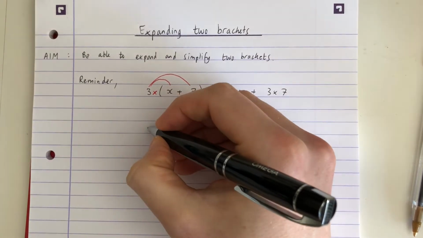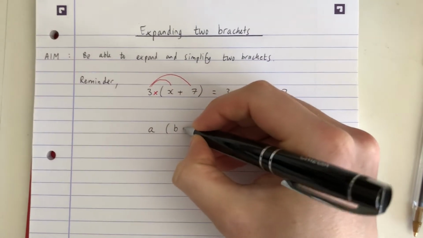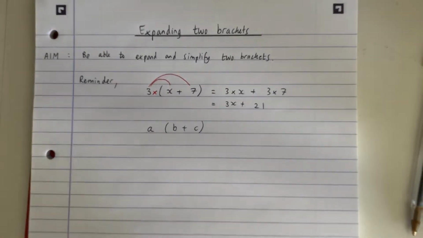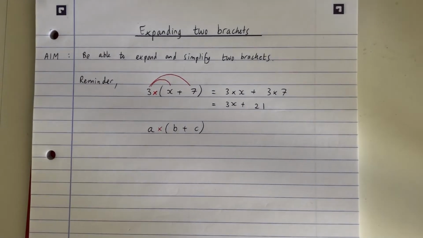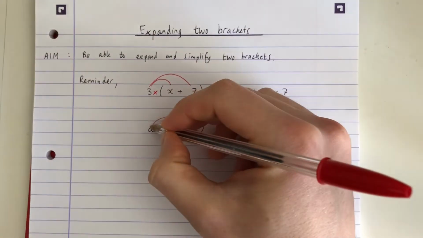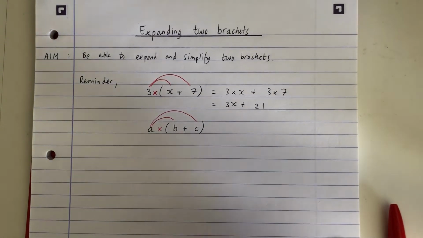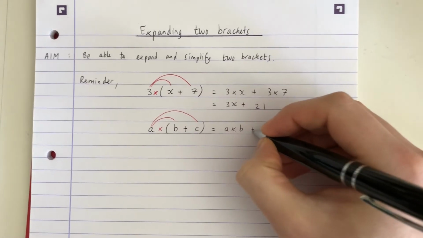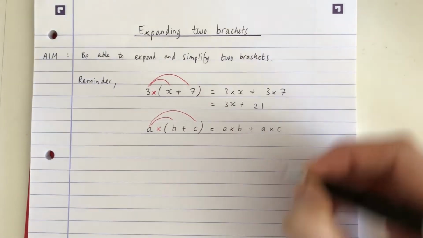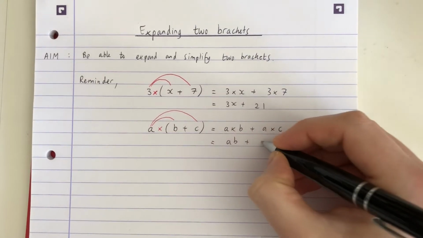And you can make this even more general. So if I had a brackets b plus c, there's a multiplication sign between the number on the outside and the bracket. That means you times everything inside the bracket by a to get a times b plus a times c, or if you prefer ab plus ac.